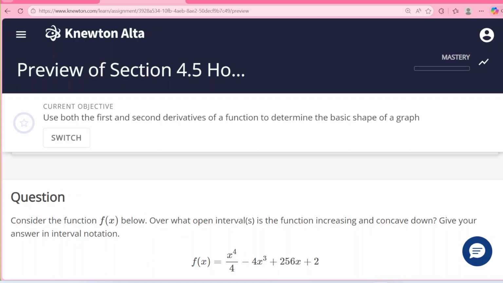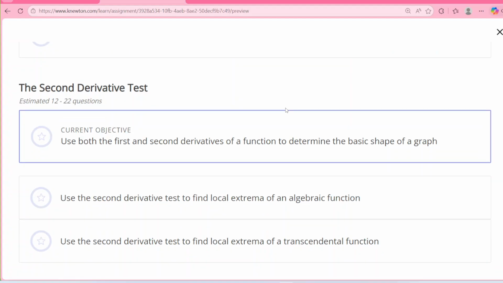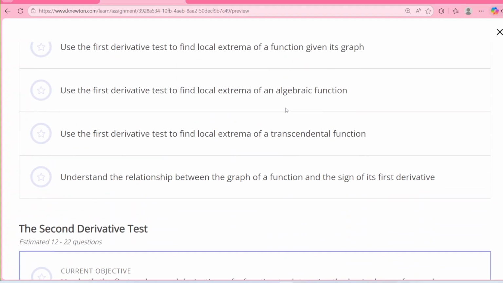Okay, so here we are at the Knewton Alta site. Again, this is a preview of, in this particular course, section 4.5, the derivatives and the shape of a graph homework. In the upper right-hand corner, you should be seeing a mastery bar that shows you how far along you've gotten in the assignment. Next to that, an activity log, which shows you all of the objectives in the assignment. There were 9 objectives here broken up into 3 headings.